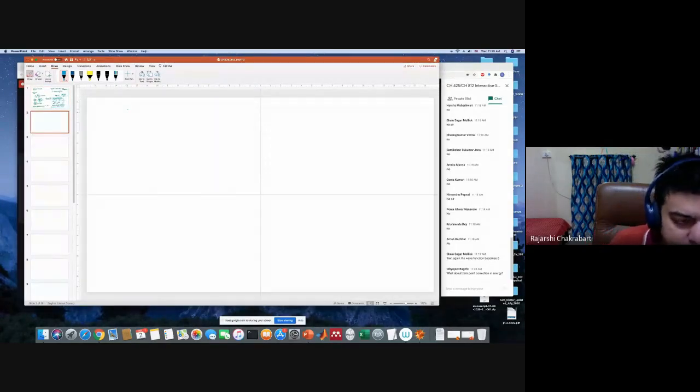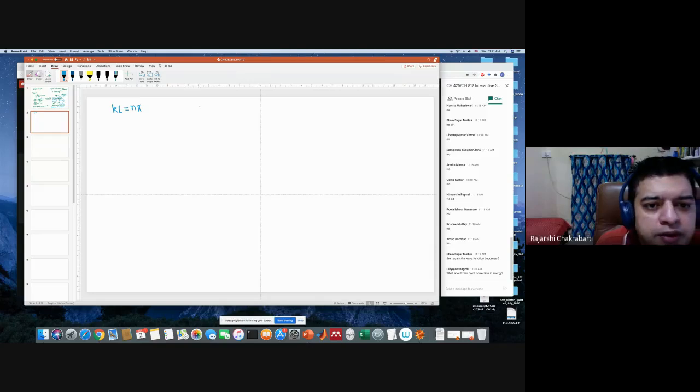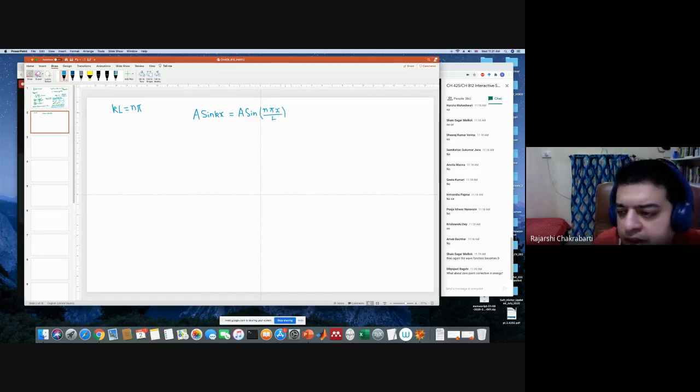So now the solution is as follows. We have a solution like this, that k times L equals n times pi. And you had a solution like psi of x equals A sin kx. So that becomes equal to A sin n pi x by L.